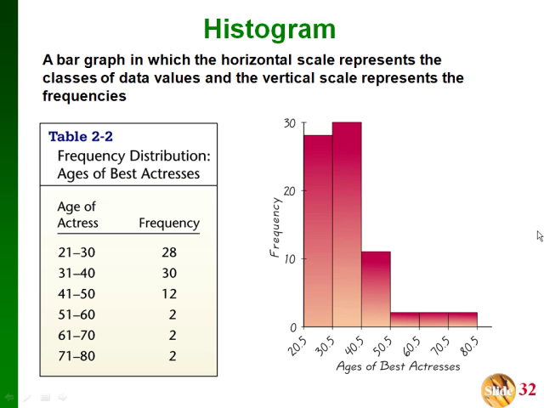First of all, a histogram is just a bar graph where the horizontal scale represents the classes of data values and the vertical scale represents the frequencies. So in other words, a histogram is just a frequency distribution put into a graph form.